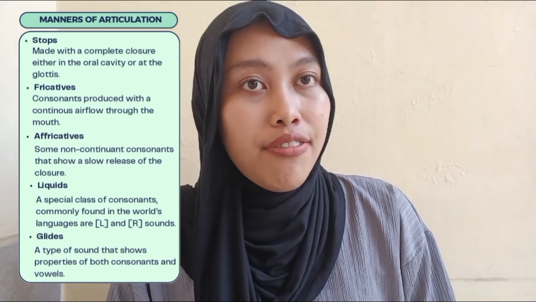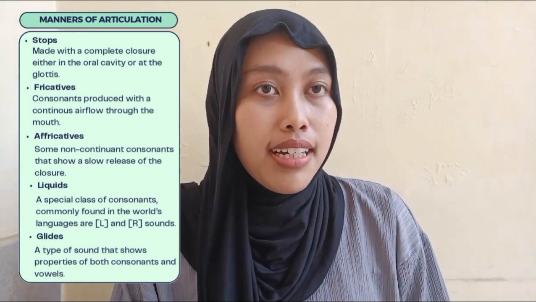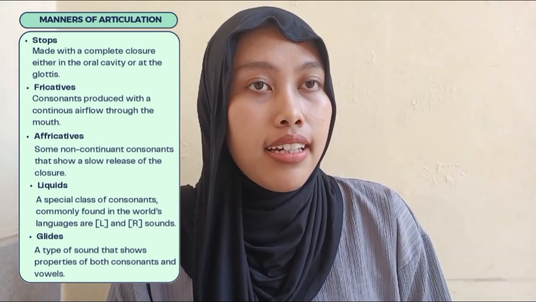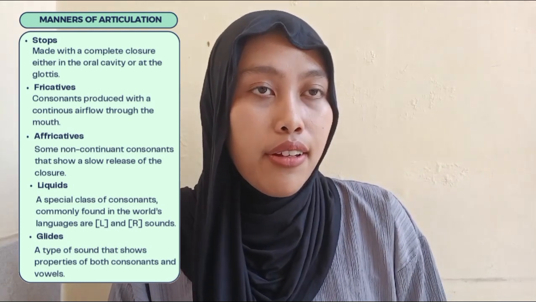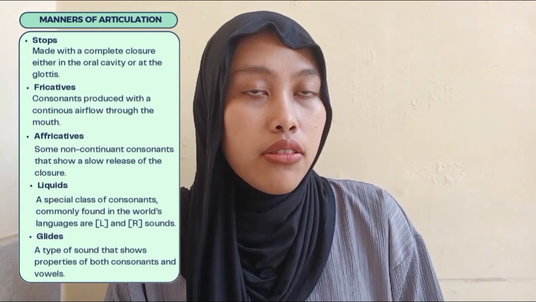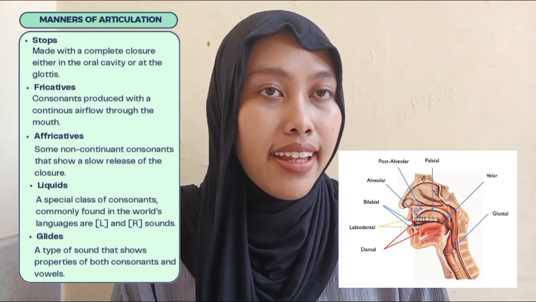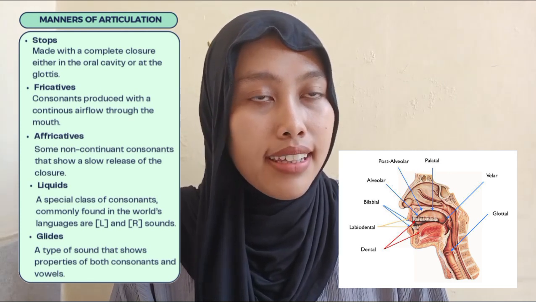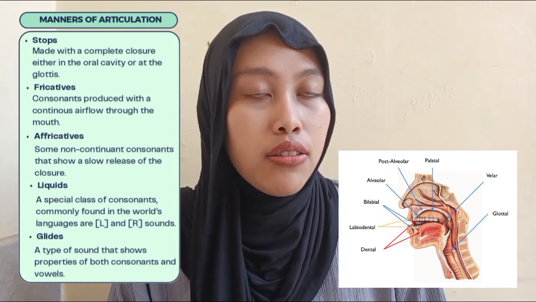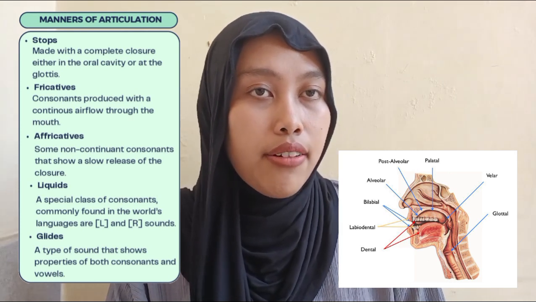The first manner of articulation is stops. Stops are made with a complete closure, either in the oral cavity or at the glottis. In the world's languages, stops are found at bilabial, dental, alveolar, alveopalatal, palatal, velar, uvular, and glottal places of articulation.